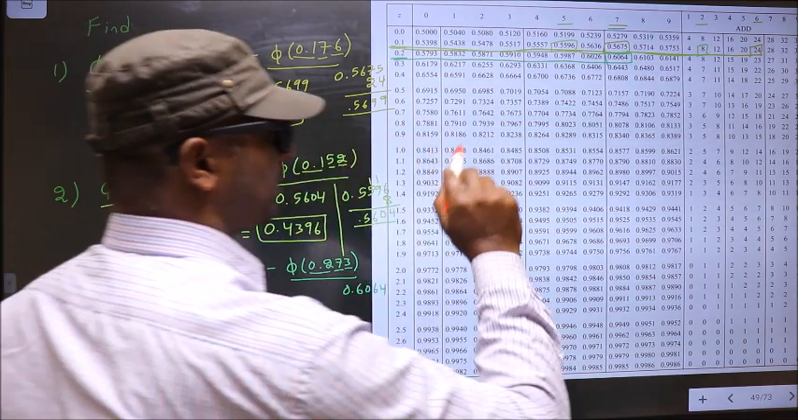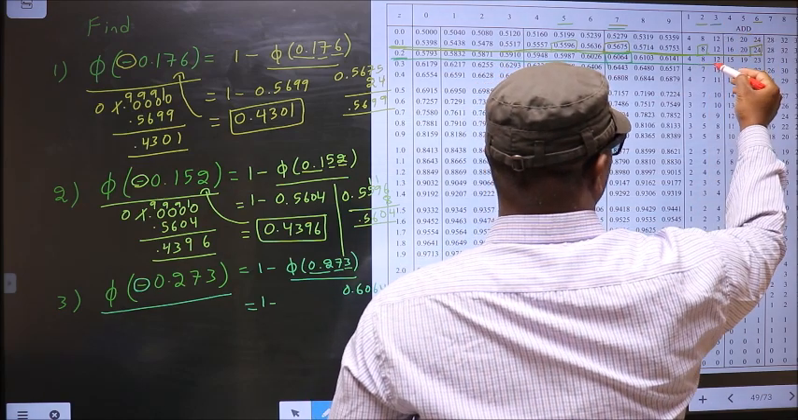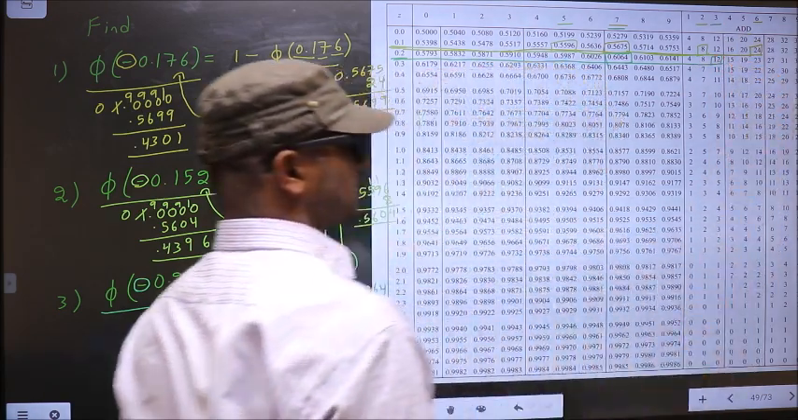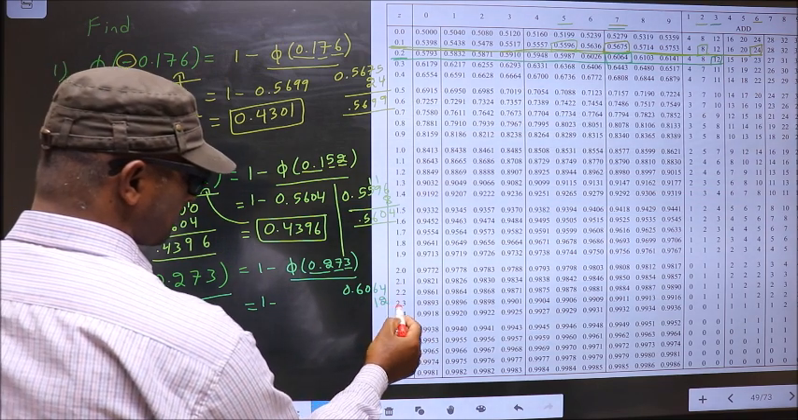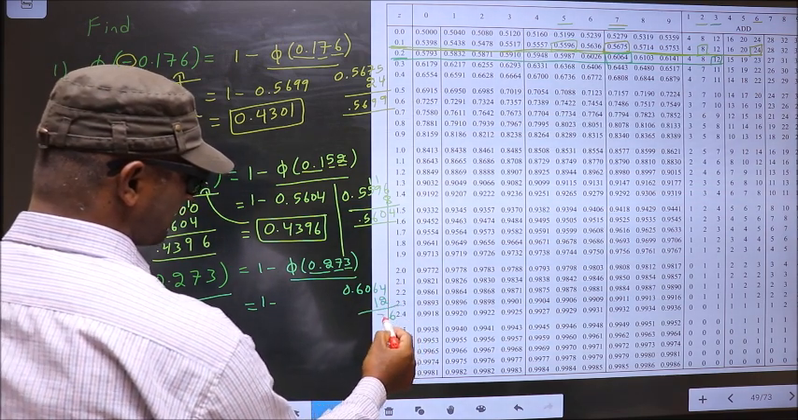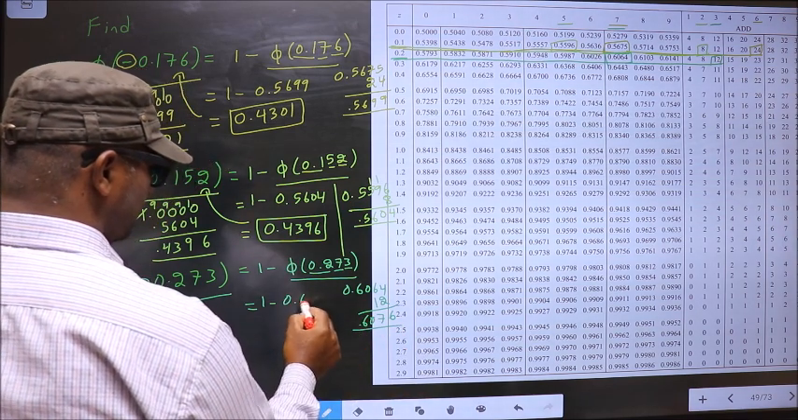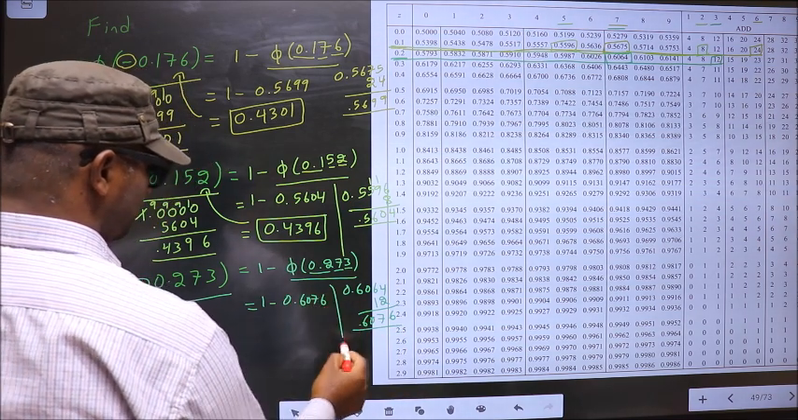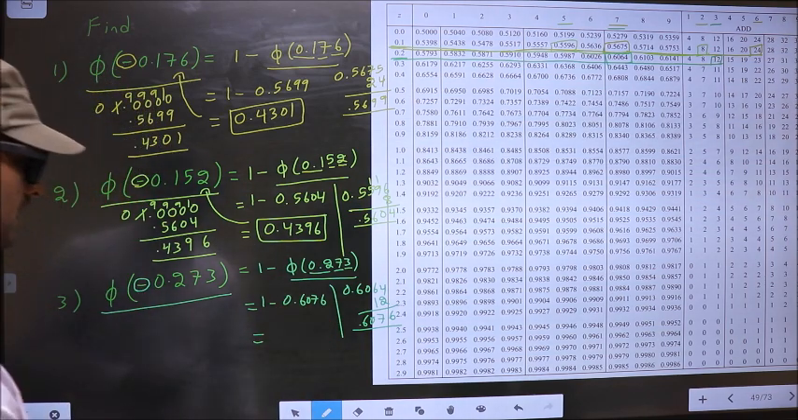Okay, now next decimal is 3. So in the same row, for number 3, I have the number 12 present. So now you add 12 to the last digits. So we got 0.6076. Now 1 minus this is our answer.